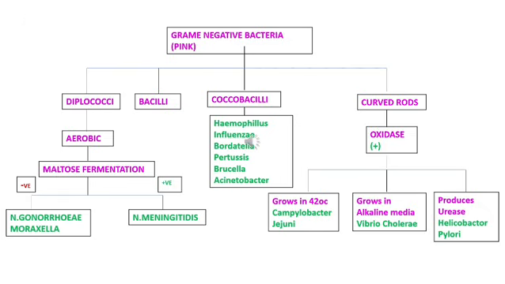Gram-negative Coccobacilli are the bacteria that are short or oval in shape. Examples include Haemophilus influenzae, Bordetella pertussis, Brucella and Acinetobacter. Suppose you get a question in the exam and it says that the gram stain shows gram-negative Coccobacilli, then you have to think of these organisms immediately.